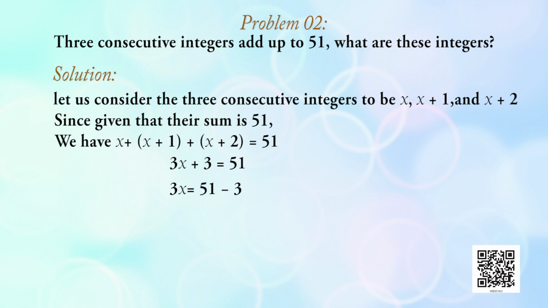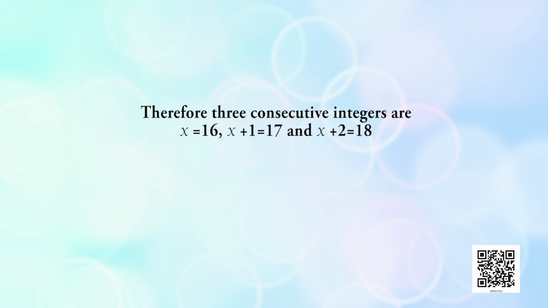And if you transpose 3 on the left hand side, it becomes minus 3. Therefore, 3x is equal to 51 minus 3, that is 3x is equal to 48. Now, divide both sides by 3, it becomes x is equal to 48/3, that is nothing but 16. Therefore, x is equal to 16 means the three consecutive integers are x is equal to 16, x plus 1 is equal to 17 and x plus 2 is equal to 18. If you add these three things, 18 plus 17 becomes 35 and 35 plus 16 is equal to 51. So, our answer is correct.